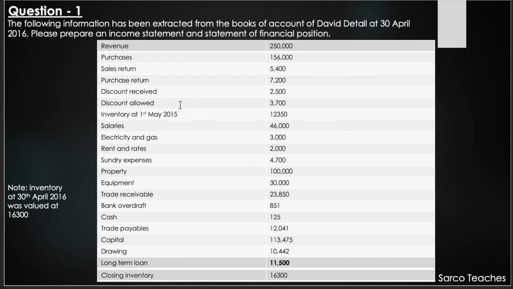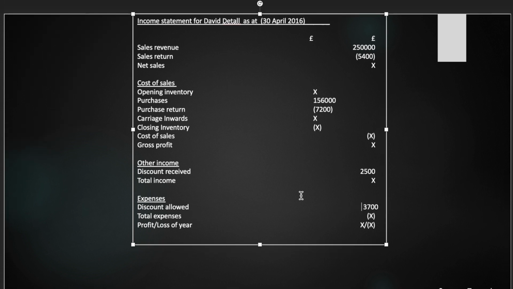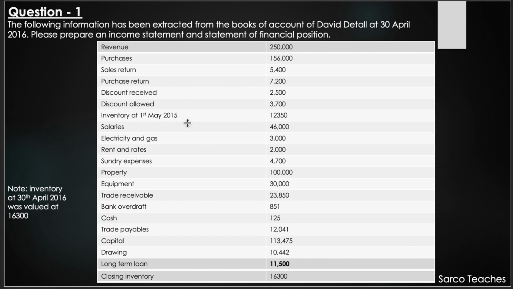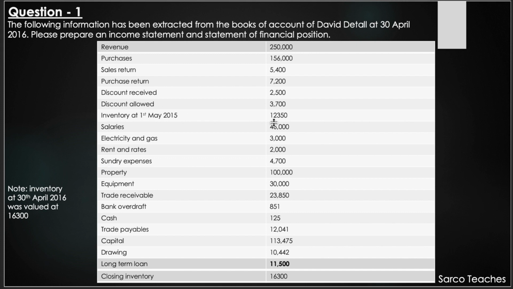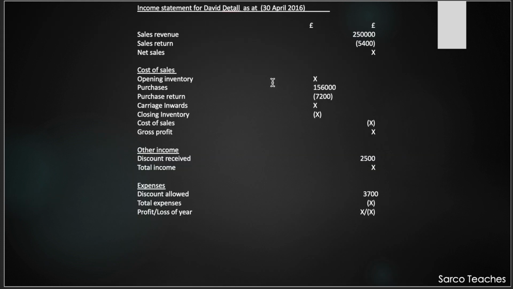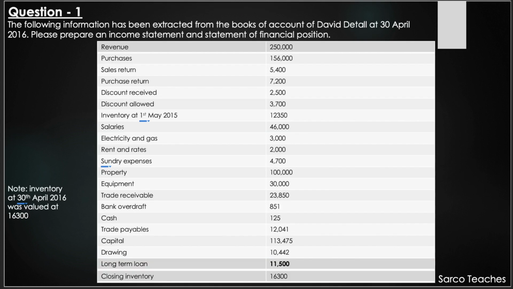Discount allowed is the opposite of discount received. So if discount received is an income, discount allowed should be an expense. So I put 3,700 next to discount allowed. Next on the line is inventory at 1st of May 2015. This is the opening inventory. This is what we started with. So we go into the income statement. We already have it written down and we just put it next to it.